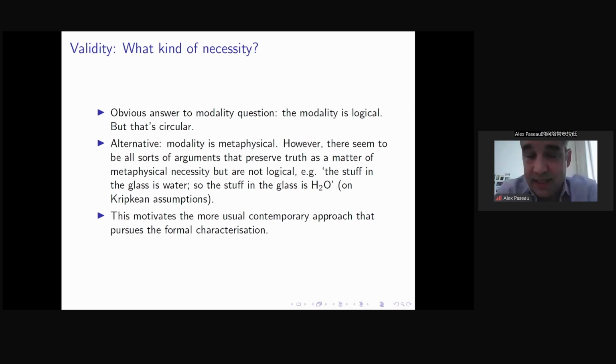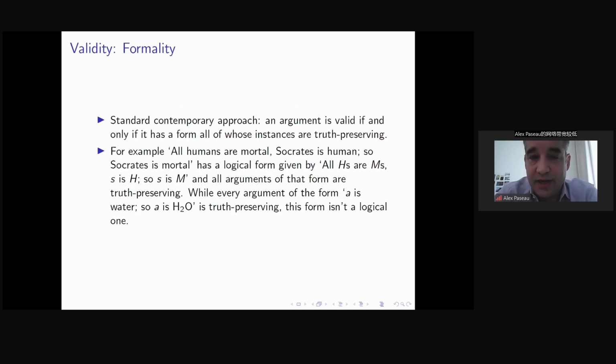So the standard contemporary approach is that an argument is valid if and only if it has a form, all of whose instances are truth preserving. Let's have an example of that. The classic example is: all humans are mortal, Socrates is human, so Socrates is mortal. That has a logical form, it seems, given by: all H's are M's, S is H, so S is M. And it looks like all arguments of that form are truth preserving. If the premises are true, then the conclusion must also be true.